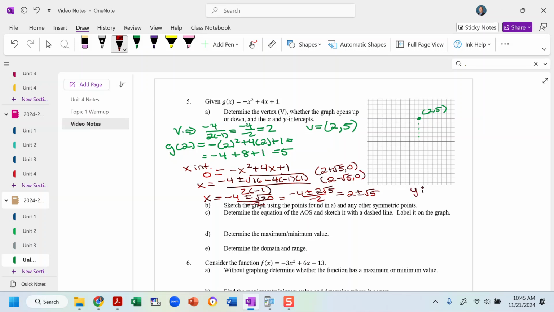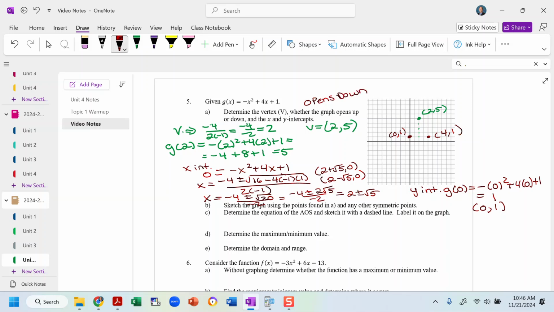The y-intercept, you put 0 in for x. And you get 1. So the y-intercept is 0, 1. So 0, 1 is here. Then you graph the corresponding point to get 4, 1. And this graph, sorry, is going to open down because a is negative.